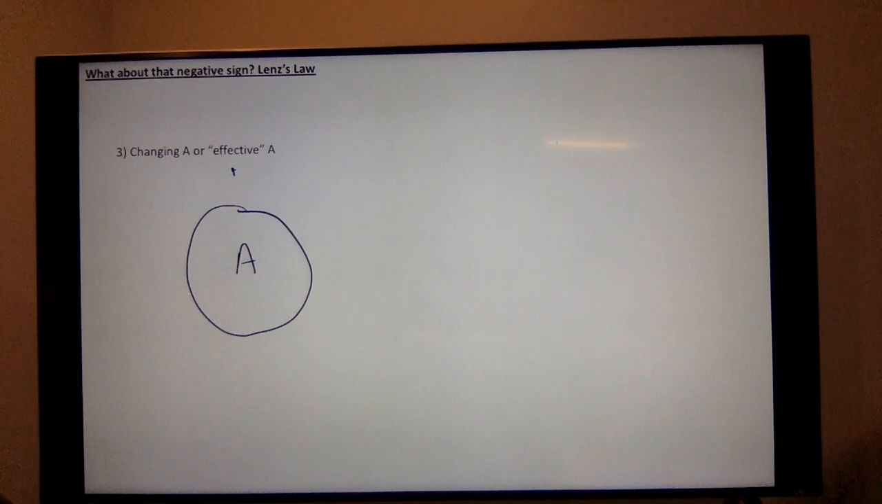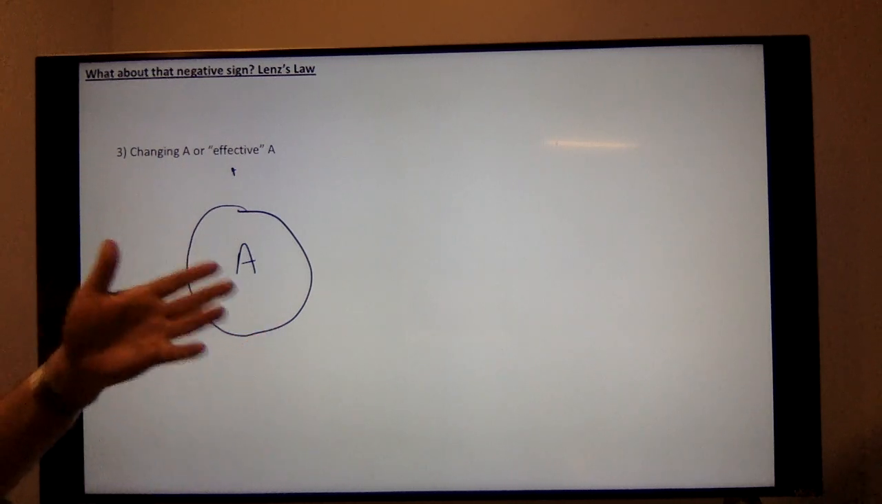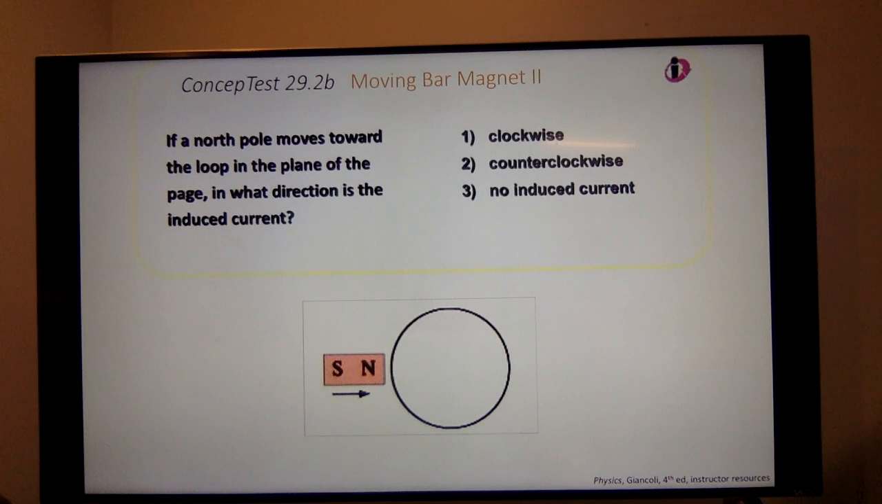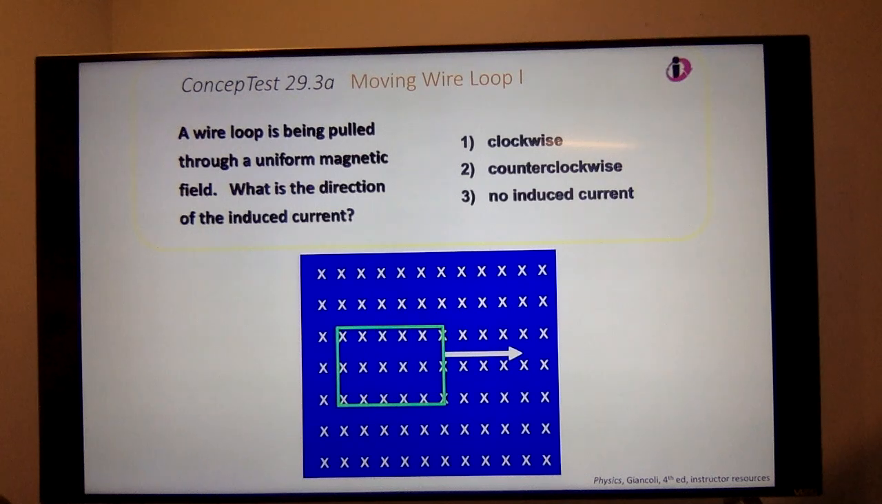Well, if I change the area, then there's going to be less flux, and anytime that happens, it's going to oppose the change to try to get the flux to whatever it was before, okay? So the best thing to do is to do a few of these multiple choice questions. This one is drawn poorly, so it's just not great to look at and causes problems.